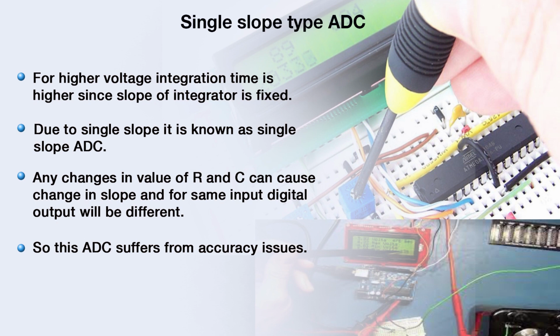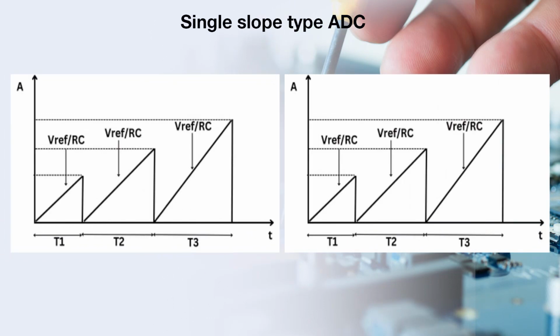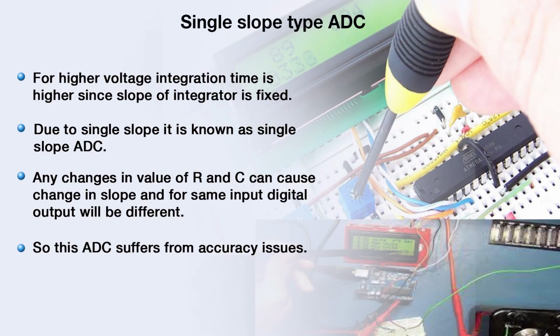So, the slope of the integrator will remain fixed, and we can see in the plot on the right side that, depending on the input analog voltage, the integration time varies. It means that for a higher input voltage, the required integration time is also higher. Since there is only a single slope in each conversion, this type of design is known as single slope ADC.